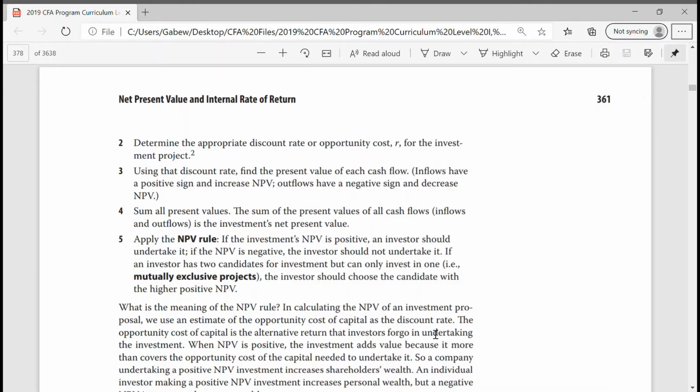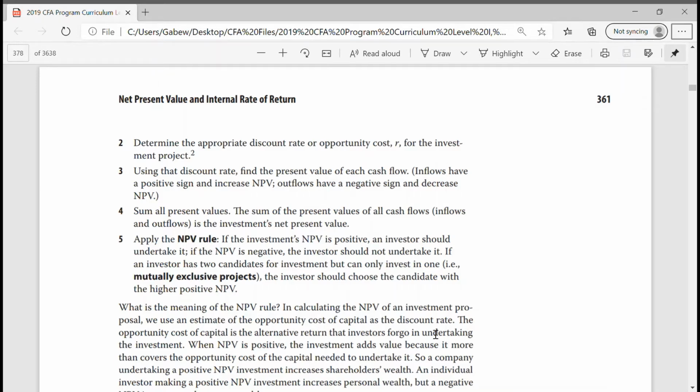Sum all present values. The sum of the present values of all cash flows, inflows and outflows, is the investment's net present value. Apply the NPV rule: if the investment's NPV is positive, an investor should undertake it. If the NPV is negative, the investor should not undertake it. If an investor has two candidates for investment but can only invest in one, i.e. mutually exclusive projects, the investor should choose the candidate with the higher positive NPV.